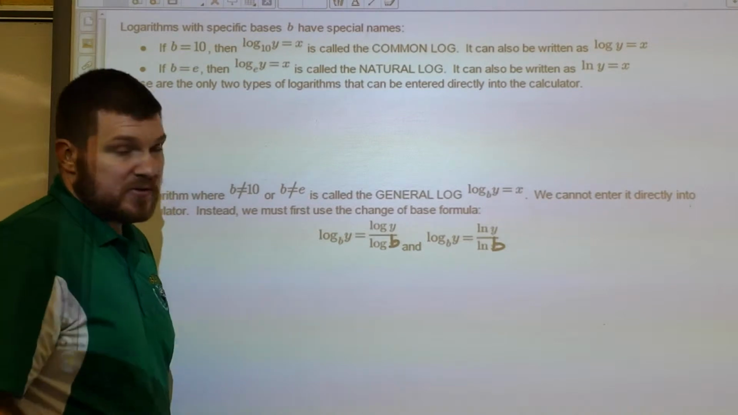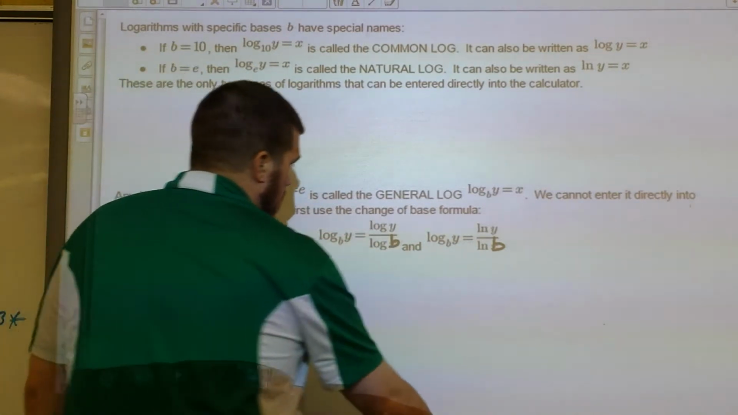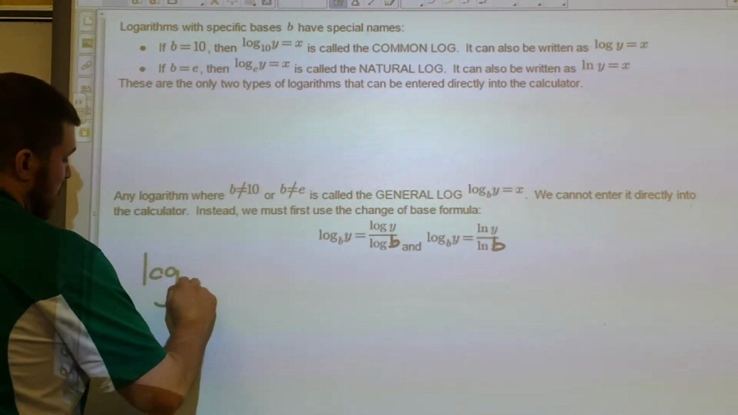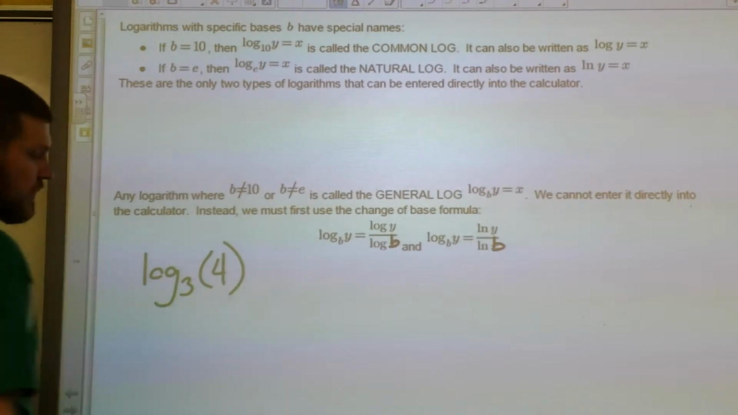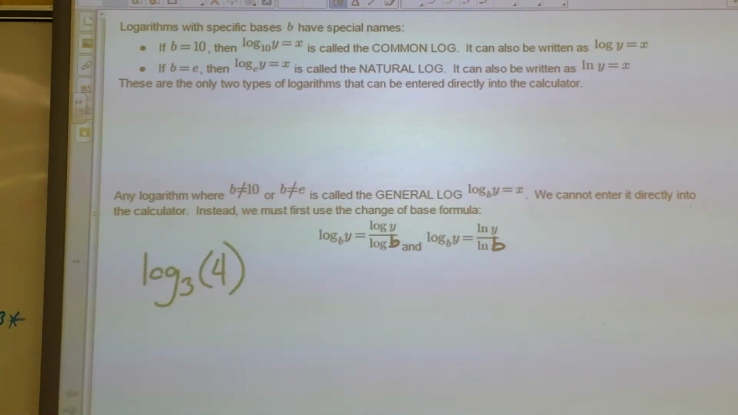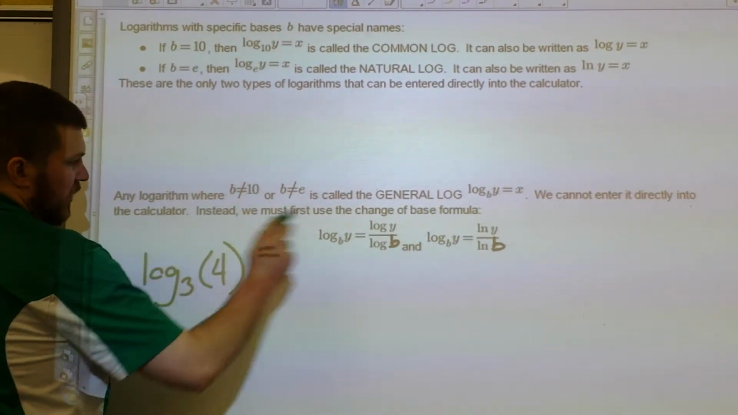I'm just making this up off the top of my head, so you don't have this example I'm about to do in your notes, so you might want to add it there. So let's do, say I have my general log, log base 3 of 4. I cannot type this in my calculator the way it's written. What I'm going to have to do is use this change of base rule. So I'm going to use it using base 10. So I'm following the pattern.